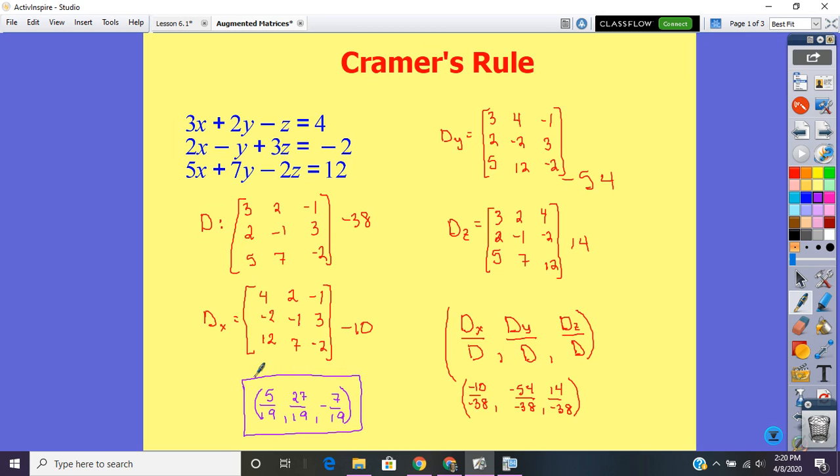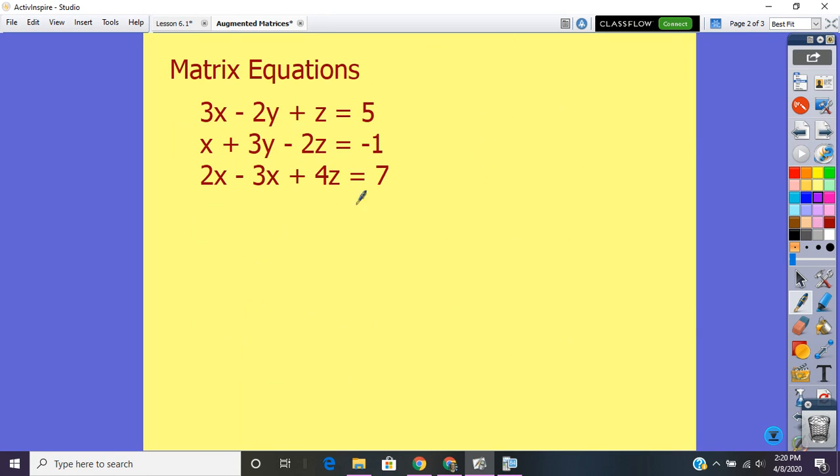Now, if it was a word problem, you obviously would not put it in ordered triple format. You would actually answer the question. But Cramer's rule, like I said, is probably the longest method. So let's talk about the next method that we're going to do, which is matrix equations. This is another one that uses the idea of division, but you can't really divide with matrices. You multiply by the inverse. And so let's talk about how we would set this up.